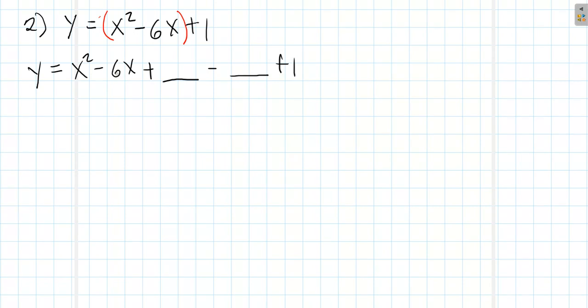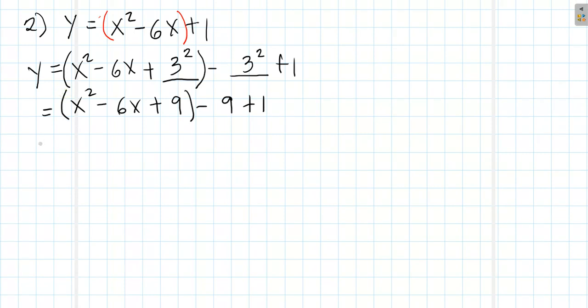What is half of 6, divided by 2? What is half of 6? Equal to 3, then squared. So this is 3 squared. Then this is now complete, since this is now equal to x squared minus 6x plus 9 minus 3 squared, which is 9, plus 1. Then we can now factor this because this is now a perfect square trinomial. X, then copy the sign of the middle term. Then we have here the square root of 9 is equal to 3. Then get the squared. Negative 9 plus 1 is equal to negative 8.